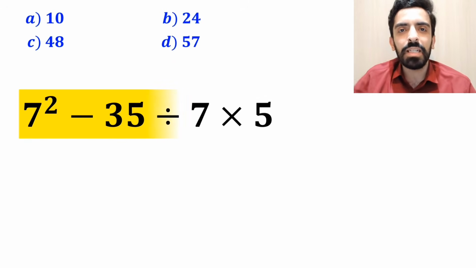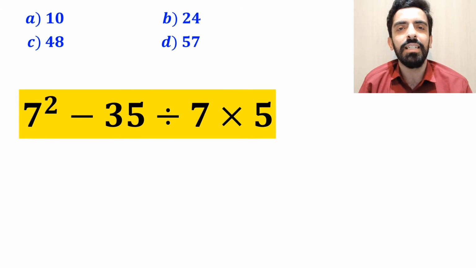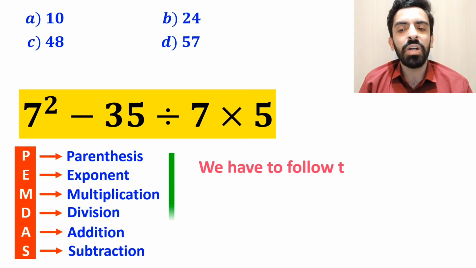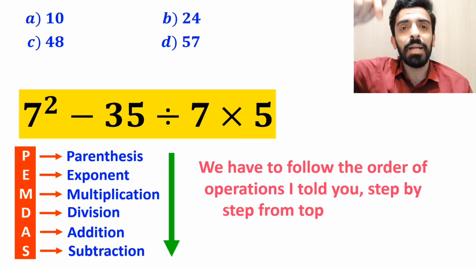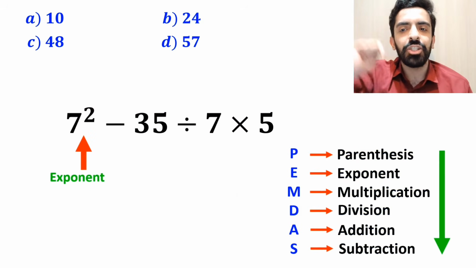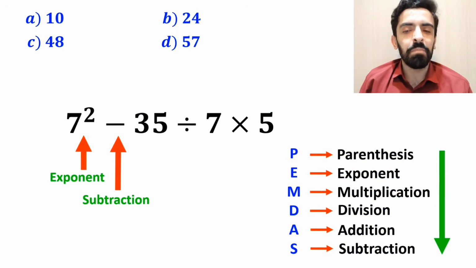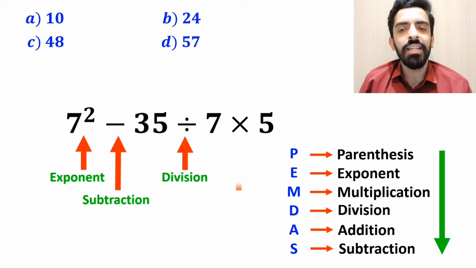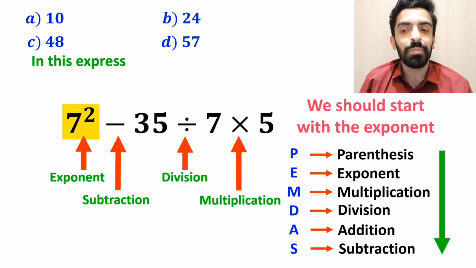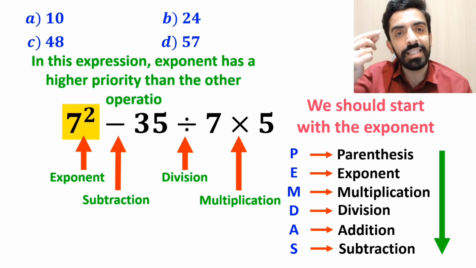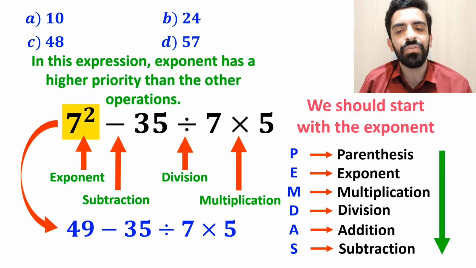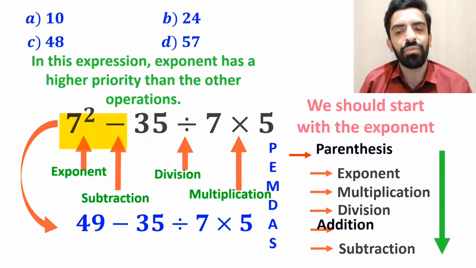Alright, now let me explain step by step how to solve this expression properly. To solve this question, we must follow the PEMDAS rule. We have to follow the order of operations I told you, step by step from top to bottom. Okay, as you can see in the image, in this expression, first we have an exponent, then a subtraction sign, followed by a division, and finally a multiplication. We should start with the exponent, because in this expression, exponent has a higher priority than the other operations. So, this expression simplified to 49 minus 35 divided by 7 multiplied by 5.